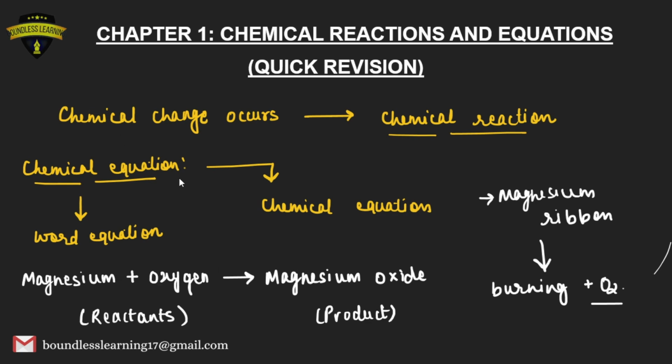Now we can write the same equation in the form of a chemical equation. Now what is a chemical equation? When we write this word equation in the form of the symbols of the elements, it's called a chemical equation. For example, Mg, symbol of magnesium, plus O2, symbol of oxygen, gives us magnesium oxide, MgO, which is the symbol of magnesium oxide. So this is the form of a chemical equation.